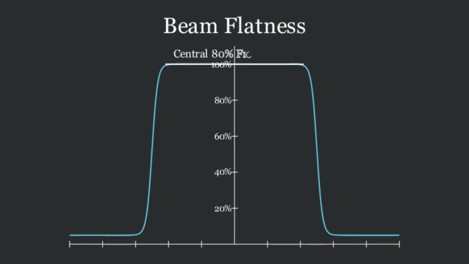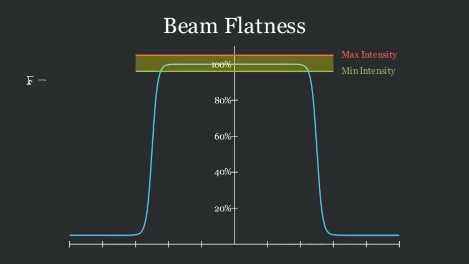Next, let's review flatness. Flatness is a measure of the variance, or the max or min intensity, of the useful part of the beam.